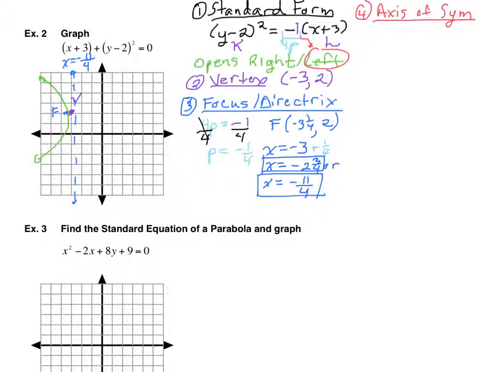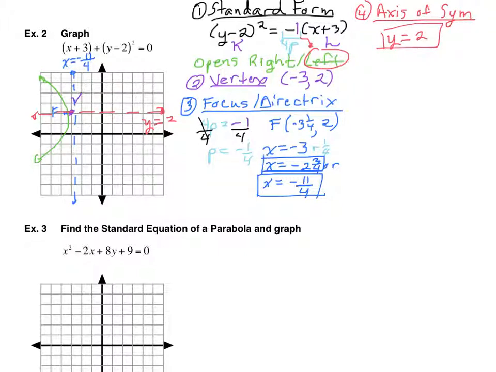So my axis of symmetry is always perpendicular to the directrix and connects the focus and the vertex. So it's going right through here. What axis is that going through? The y-axis at what value? 2. So that's pretty easy to find, y equals 2.